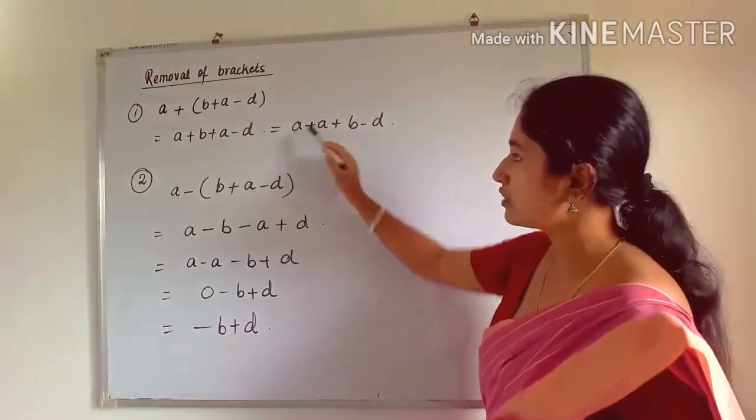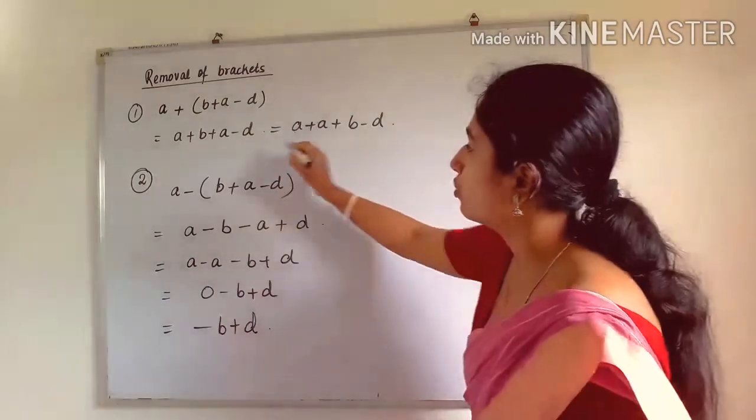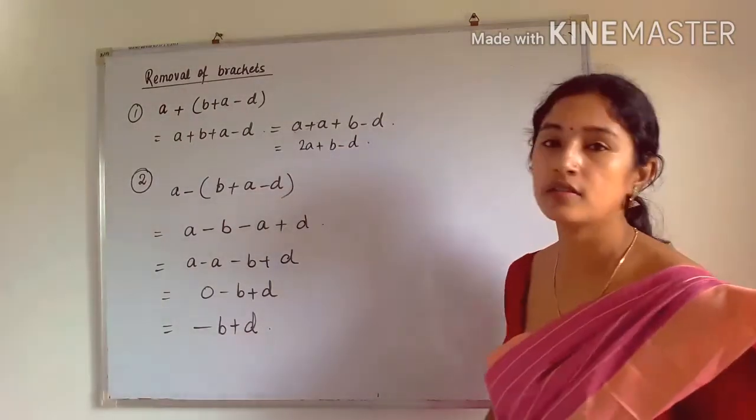So now after this we will collect the like terms, that is a and a plus a will be what? 2a plus b minus d. So this is the answer.